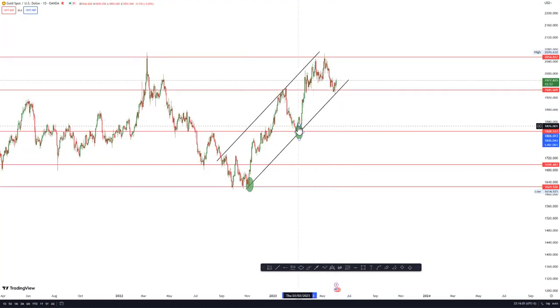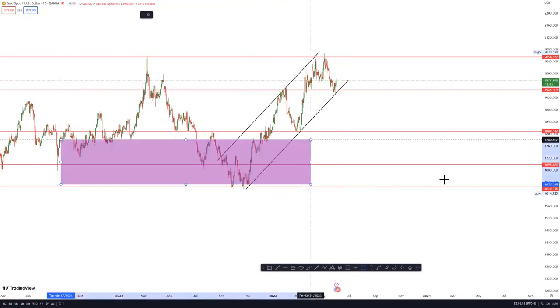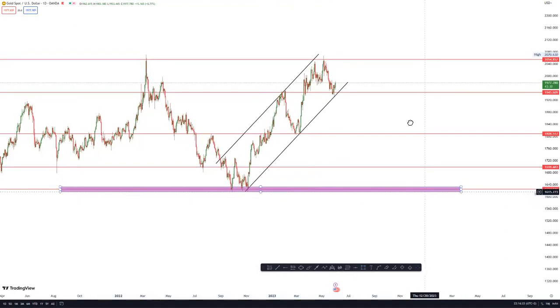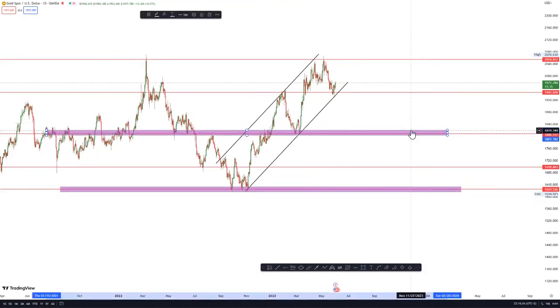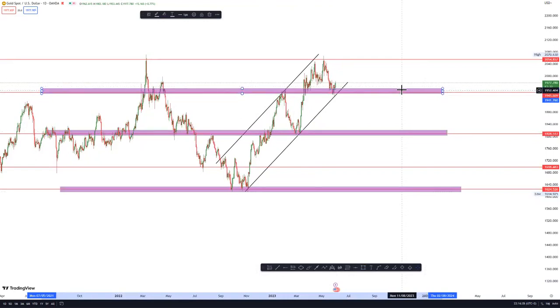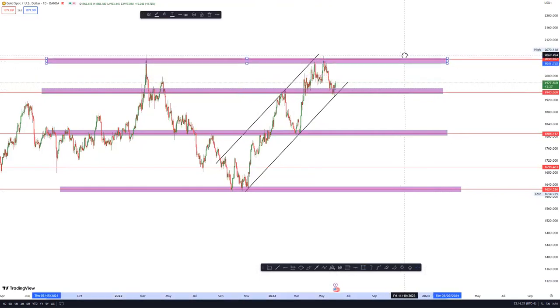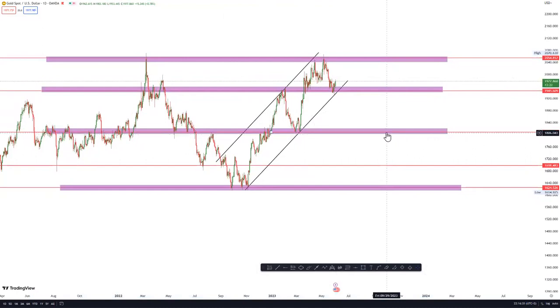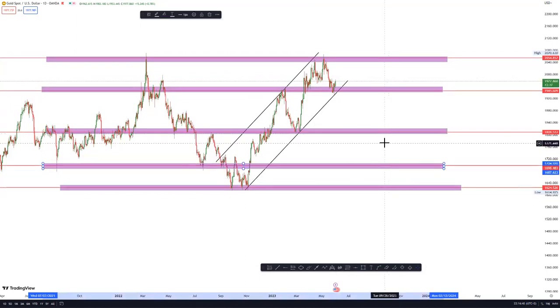So okay, let's dive deeper now to the 4 hour. Before I dive deeper, let me make my horizontal lines zones first. I like to make them zones to see. Okay, now we are done with that.